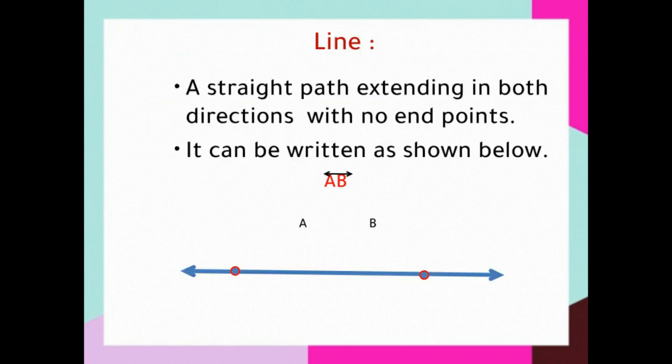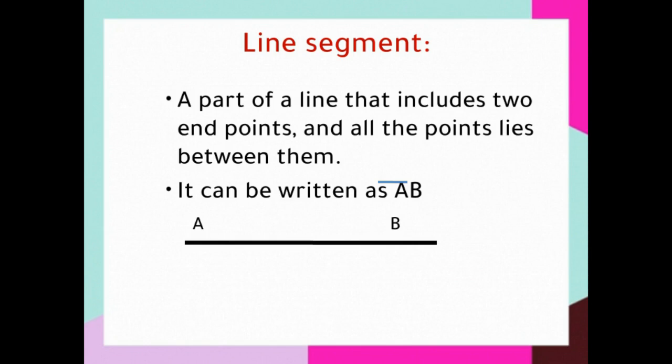Third, line. A straight path extending in both directions with no end points. Look at the figure. The figure has both the sides arrow mark, which means both sides are endless. This line can be written as AB with double arrow mark on its head. Next, line segment. A part of a line that includes two end points and all the points that lie between them. It can be written as AB with a line on its head.